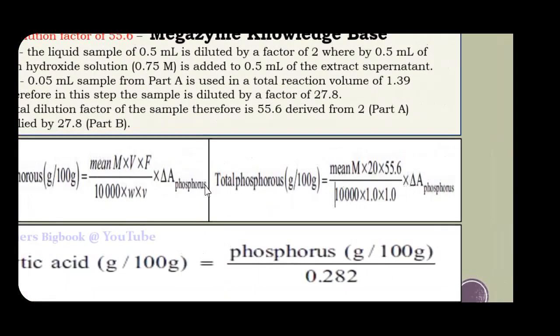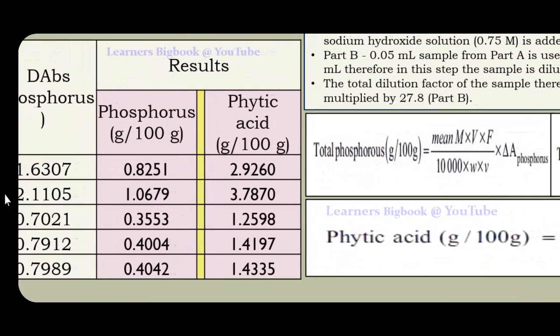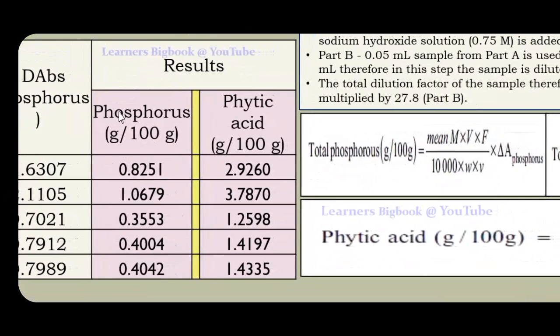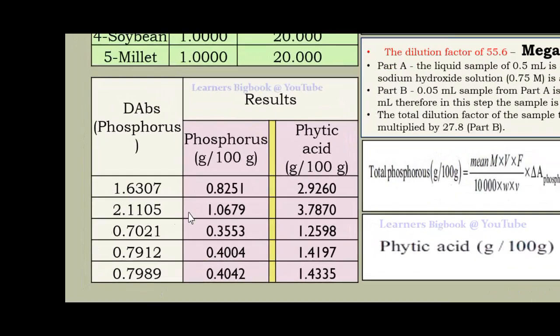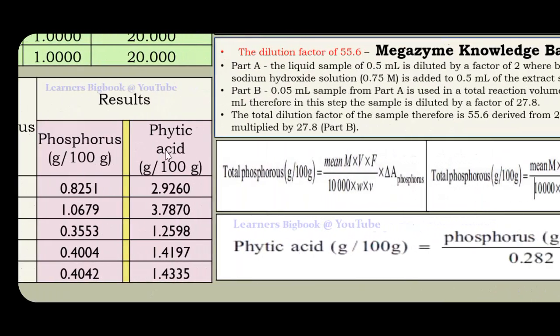So after subjecting these values, you will get the phosphorus amount gram per 100 gram, corresponding to the samples and the sample weight. So in each sample of 1 gram of barley, oat, wheat, soybean and millet, we are going to get the phosphorus amount to be of these.